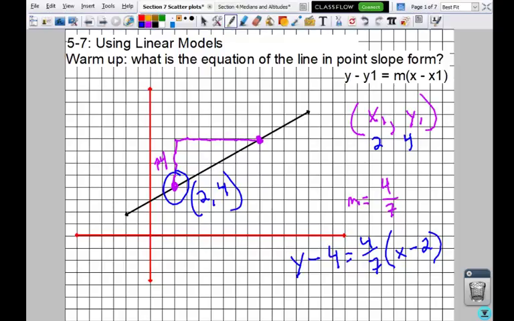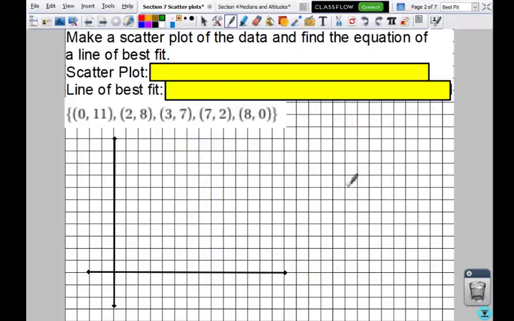Alright. So, for our lesson today, we're going to be making scatter plots, which you guys have probably done a little bit with before. And we're not really doing anything new so much as we're taking two things we've learned and putting them together. Which I guess is new, but the entire concepts aren't really new. So, we're going to be making some scatter plots. Then we're going to find the equation of a line of best fit.